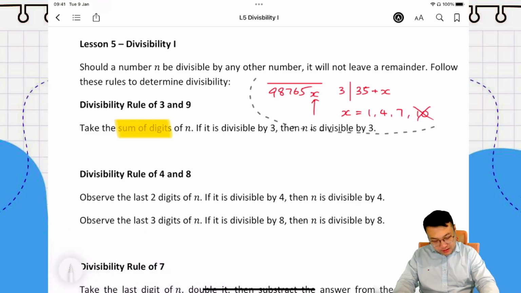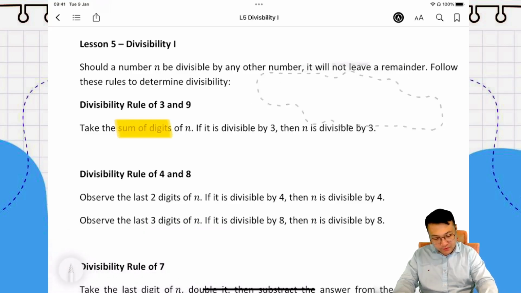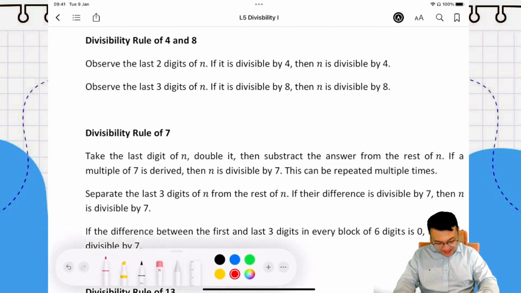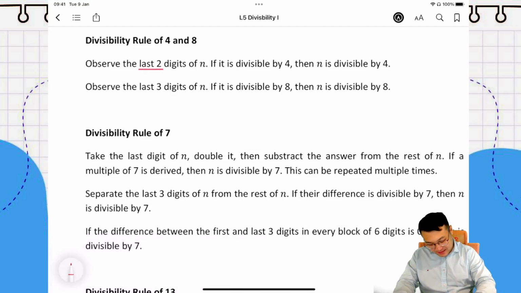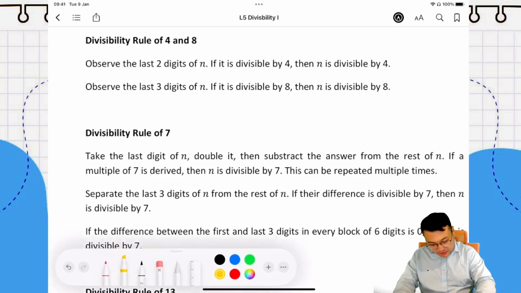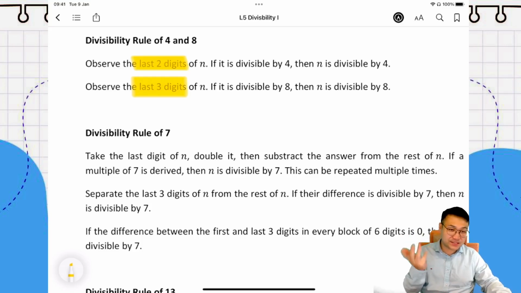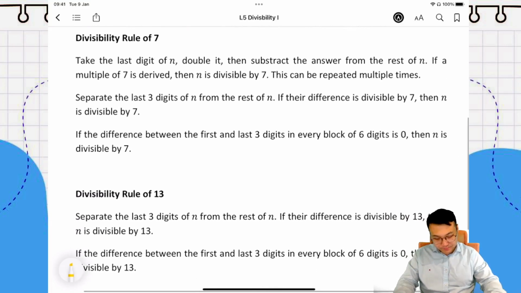So this applies to the number 3 and the number 9. Let's move on to the number 4 and 8. In order to tell if a number is divisible by 4, you just need to look at the last two digits. If the last two digits are divisible by 4, then the entire number is divisible by 4. For number 8, you look at the last 3 digits. Very easy. Look at the last 2 or the last 3 digits. That's it.